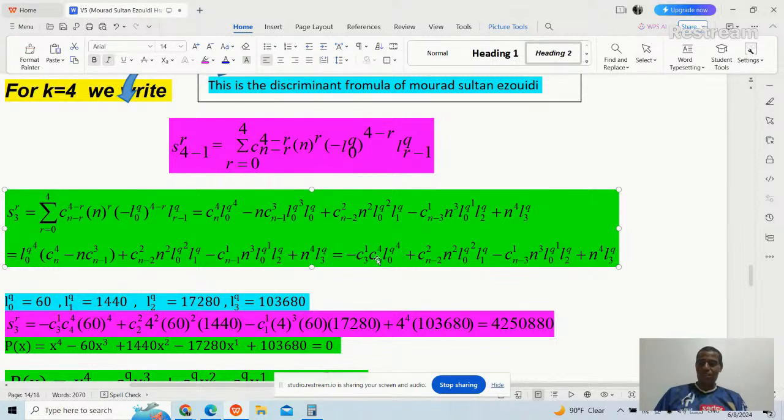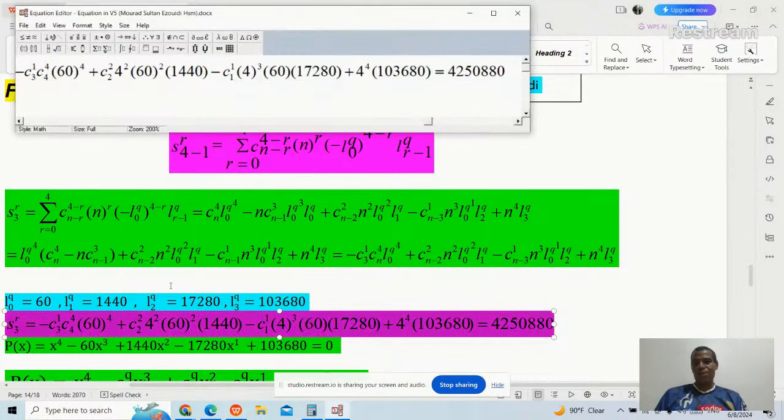So this is a general expression for this first term, plus combination n minus 2 choose 2, then n squared L0 squared times L1, minus combination n minus 3 choose 1, n cubed L0 times L2, plus n to the power 4 L3. Now I'm going to calculate the value of this. Let's say 60, 1440, 17,280, and 103,680. This is the calculator.